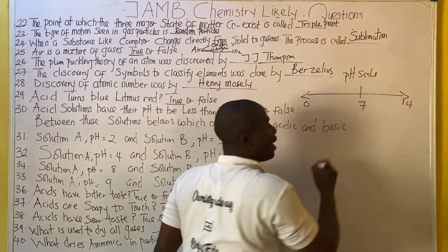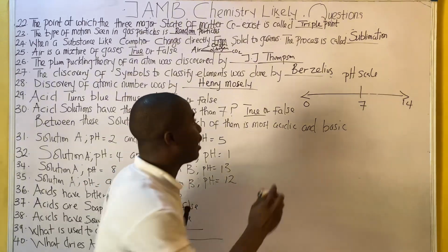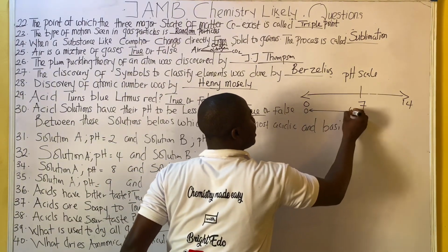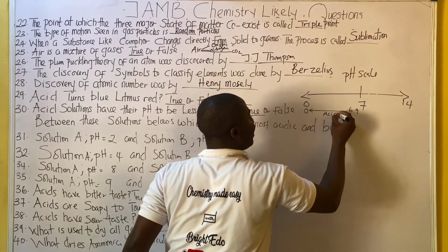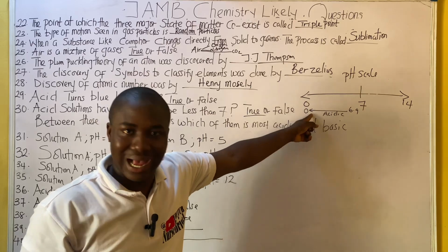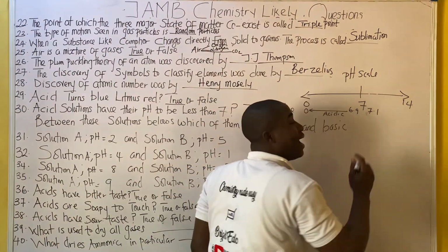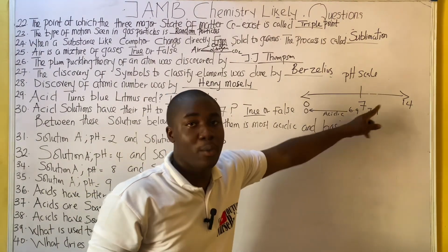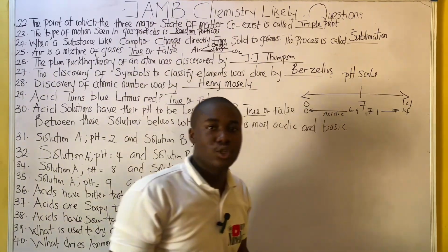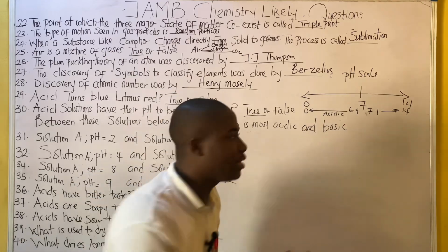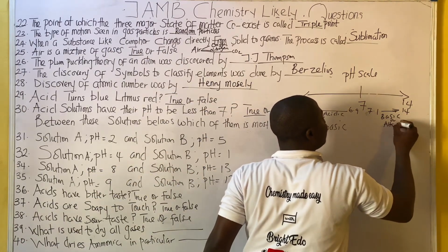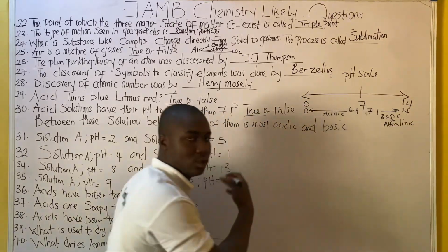At the middle, we have 7. Specifically, from pH 0 to pH 6.9, when we see any value between these numbers, we say that solution is acidic. But when we see another solution that ranges from 7.1 up till 14, we say that solution is basic, or we can say it is alkaline. Are you there? Because with this, we'll be able to answer all these questions below.